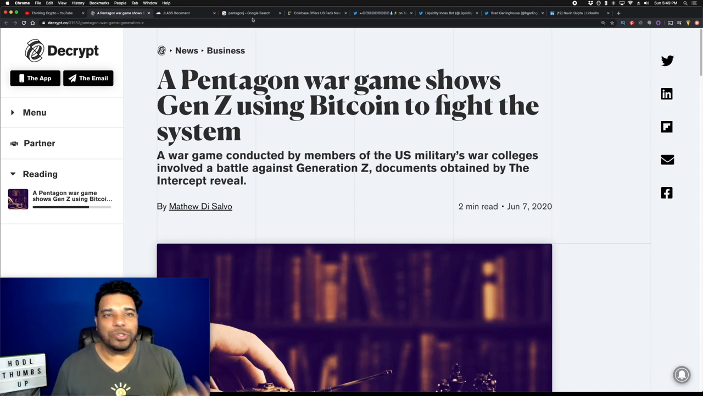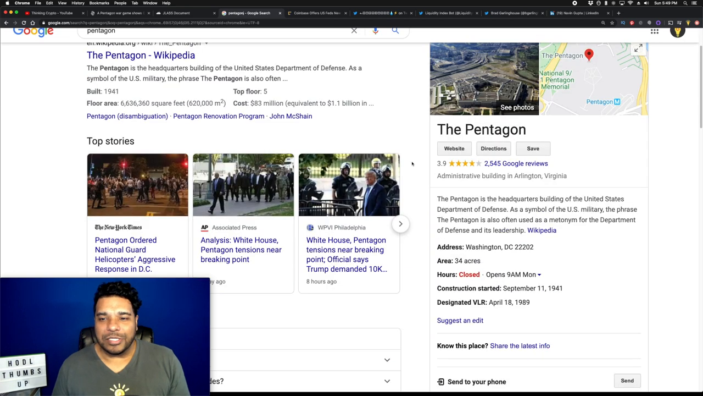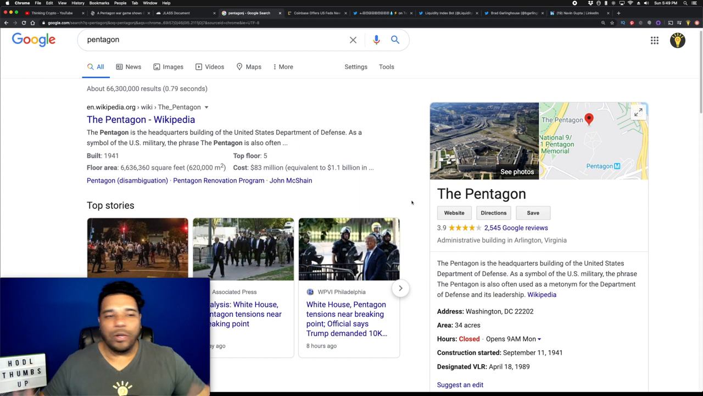So those of you who don't know what the Pentagon is, it is essentially where the headquarters of the US Department of Defense is, right? The building is a Pentagon and everybody meets there. That's where all the military and generals put out their plans about what they want to do, right? To protect the US.